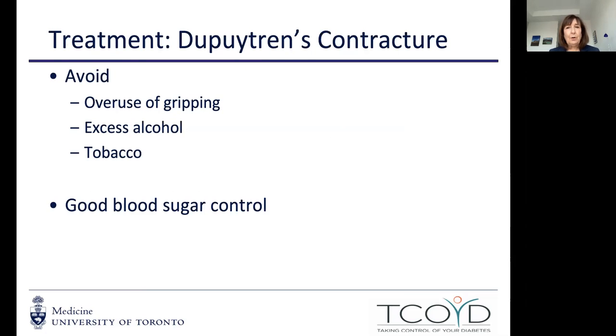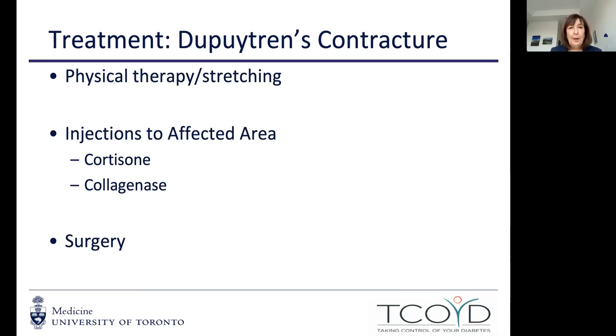We don't know a lot about Dupuytren's contractures, although we do find that they are a little bit more common in people with diabetes. We know that overusing grip can sometimes aggravate things, and there has been some suggestion that tobacco and alcohol excess can be problematic. But on a more positive note, good blood sugar control can also be helpful in minimizing the risk or the aggravation of Dupuytren's contractures going forward.